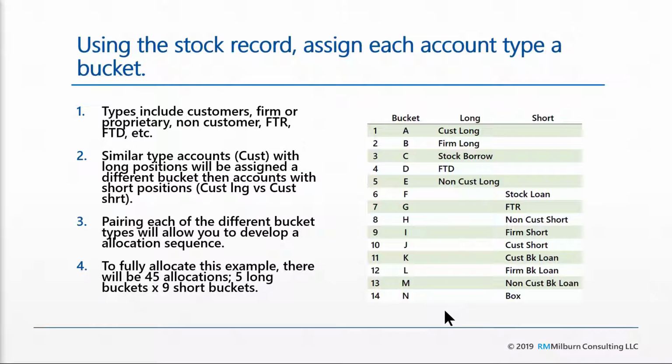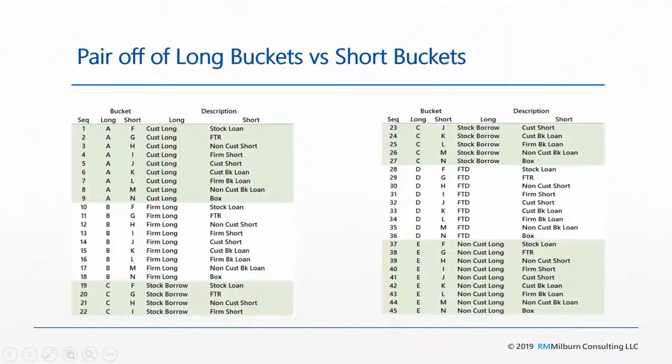On the next slide, we're going to show you what the allocations look like. And it's really pretty simple. You can see what we've done is just paired off the 5 long positions with every position that we had on the short side. In this particular instance, for the customer longs, there is 1 through 9. There's 9 allocations. You can see it's just customer long versus all the short positions. Next one down, firm long. And again, we've just paired off all the firm longs with the various different short positions.